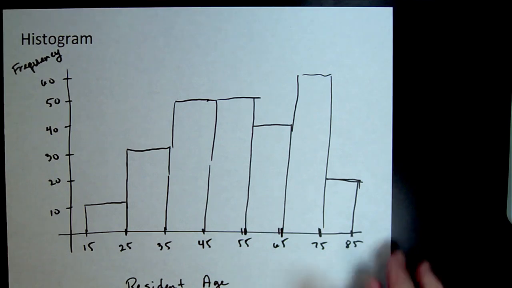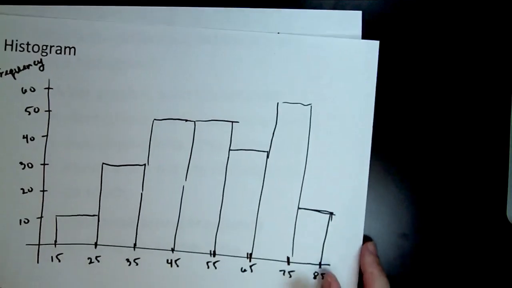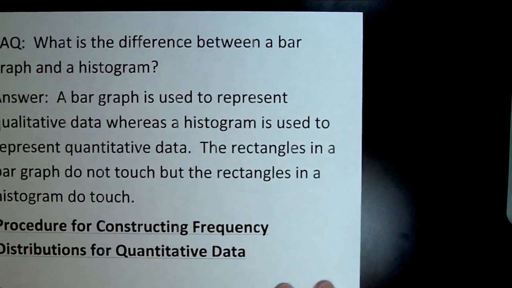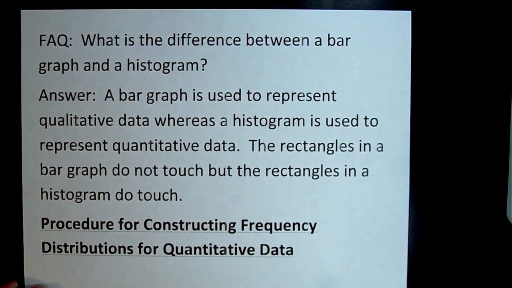Okay, frequently asked question. Again, because the histogram looks so much like a bar graph, it's easy to get confused about which is which. So what's the difference between a bar graph and a histogram? Well, a bar graph is used to represent qualitative data, whereas a histogram represents quantitative data. And the rectangles in a bar graph do not touch, but the rectangles in a histogram do touch. That's even though the classes are not actually overlapping.